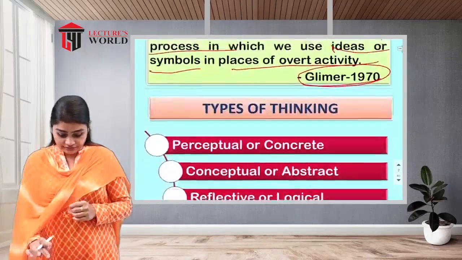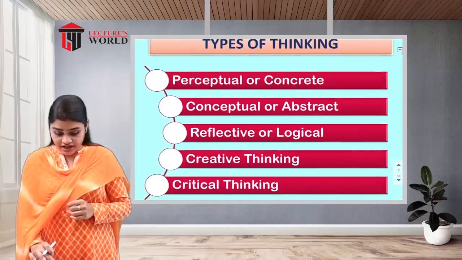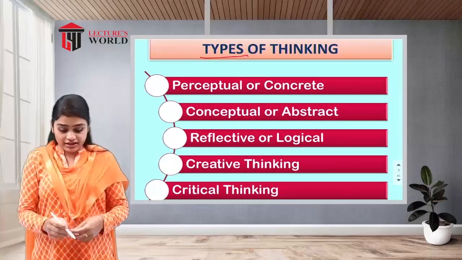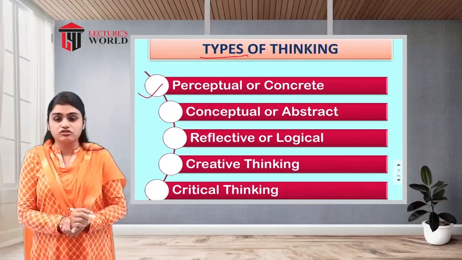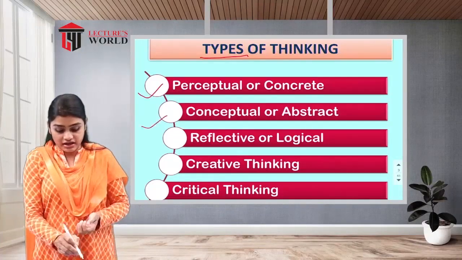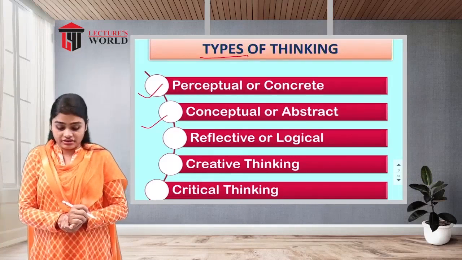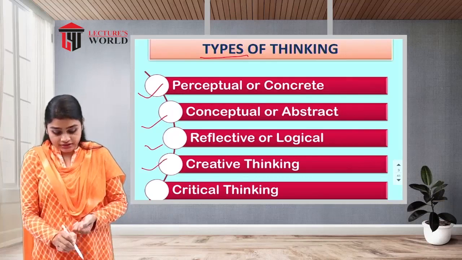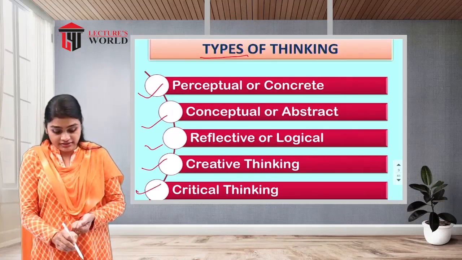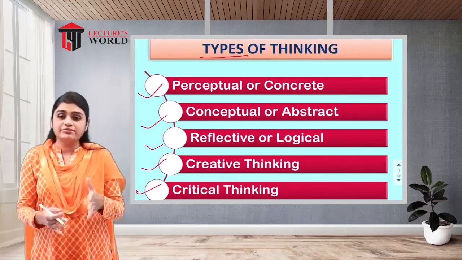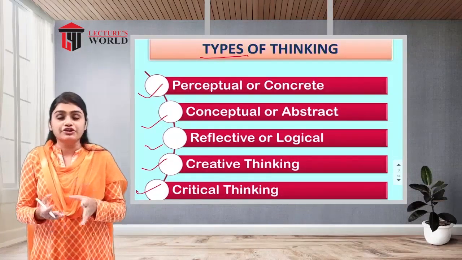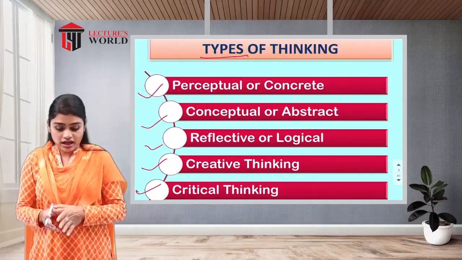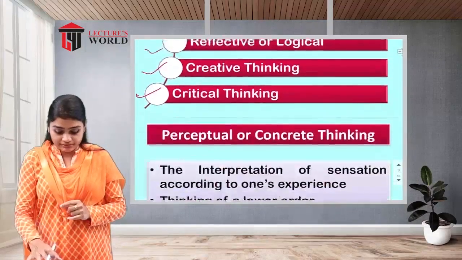After the definition, here we have the different types of thinking. If we talk about the types of thinking, the first one is perceptual or concrete thinking. The next is conceptual or abstract thinking. The third is reflective or logical thinking. Next is creative thinking. Next is critical thinking. Another two types we have are controlled thinking and free thinking. So there are another two types of thinking also. Let's see all these types one by one.